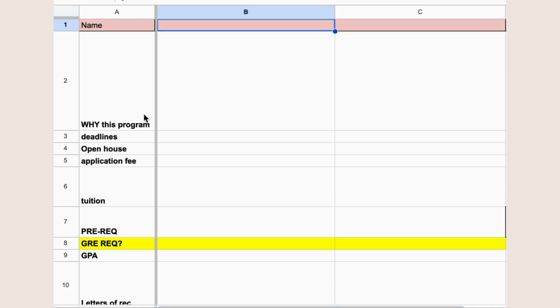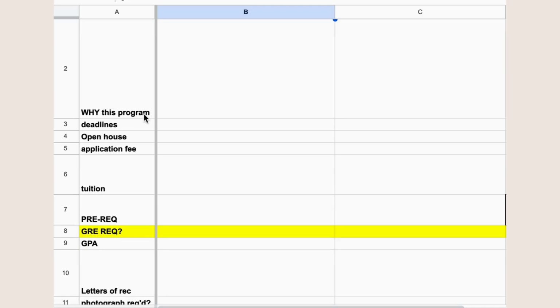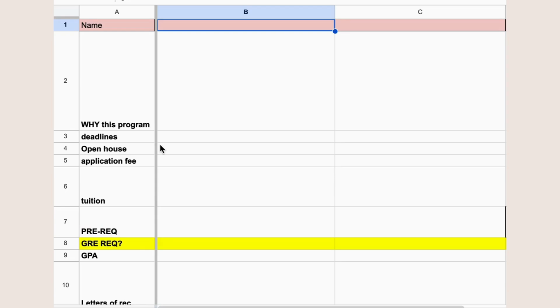One tip that I would suggest is when you know where you're going to apply and you have all the deadlines, I actually organize the columns of the program in the order of the deadlines, which helped me prioritize which applications I would work on.